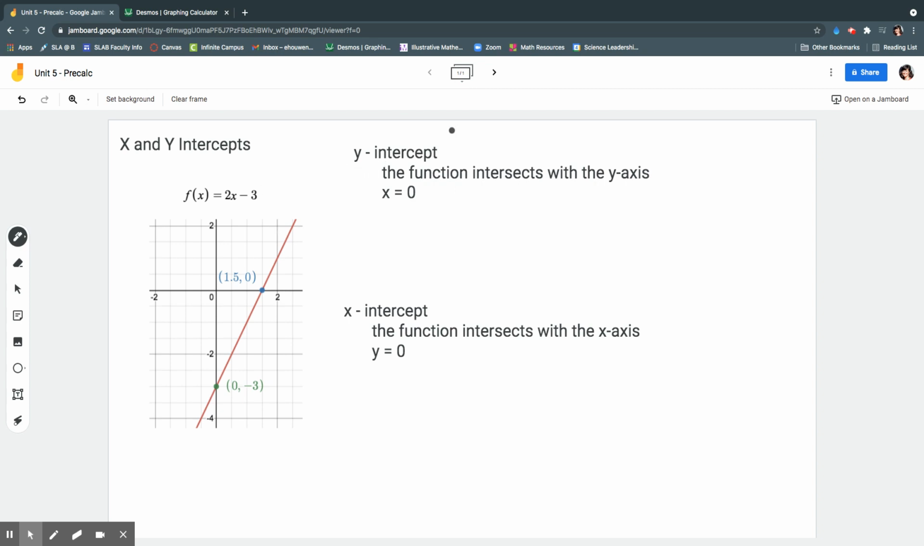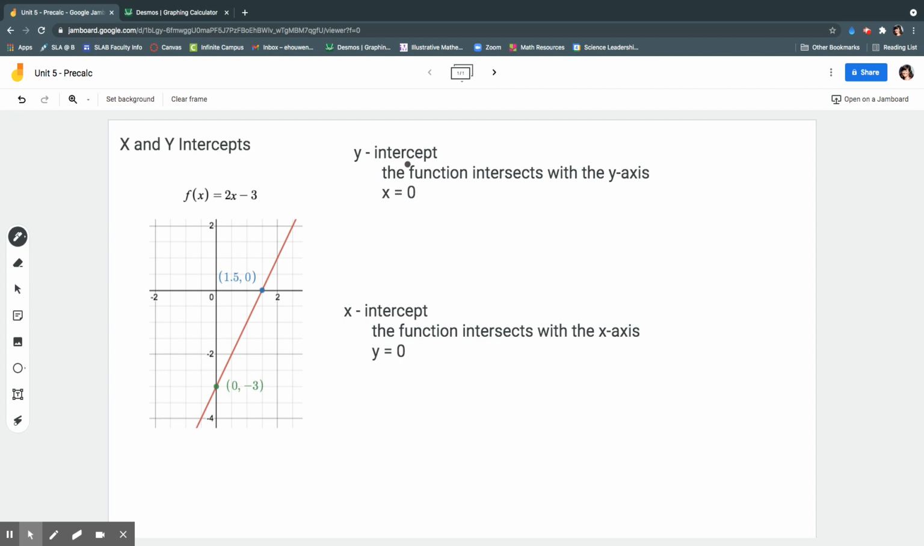In this video, we're going to talk about finding the y-intercept and the x-intercept from an equation. So you're used to finding it when you look at the graph. We're going to look at how to find it from an equation. And this method in general works for all functions. We're going to practice applying it to different functions in this unit.